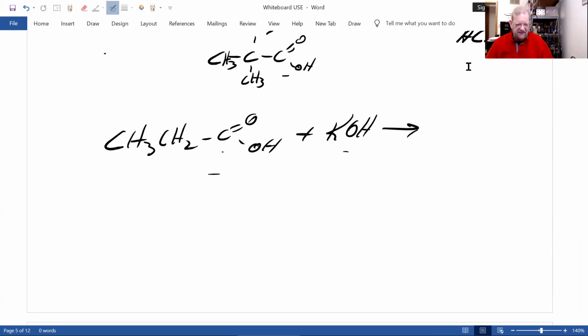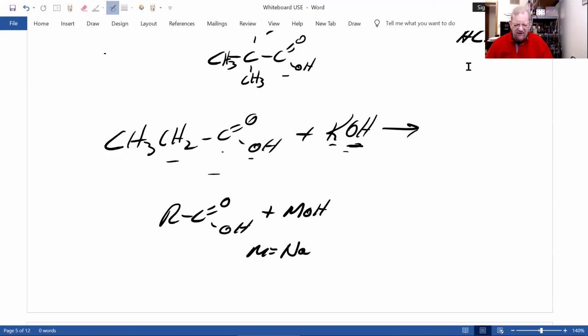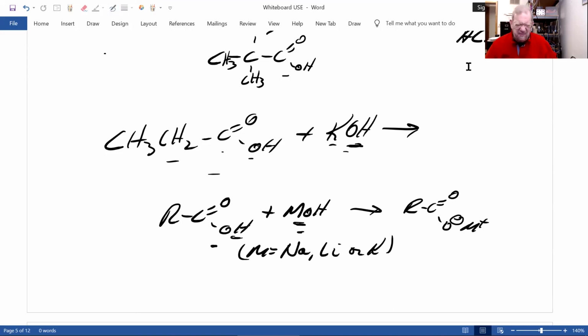If I react this compound with this, what's the organic product or products? Well, what's different here? Ooh, carbonyl, hydroxy group, carbons: carboxylic acid. Hydroxide base with an alkali metal cation. M can be sodium, lithium, or potassium. In this case, it is potassium. And I have an acid-base reaction. This is an acid, this is a base, and I'll get my carboxylate anion. And you get water, but you don't have to put that down.